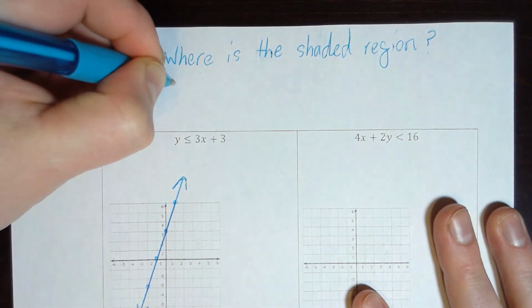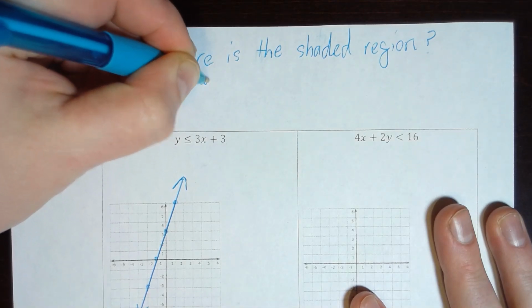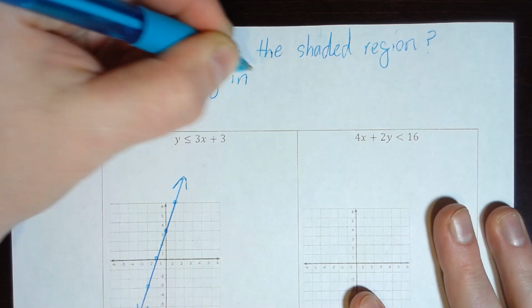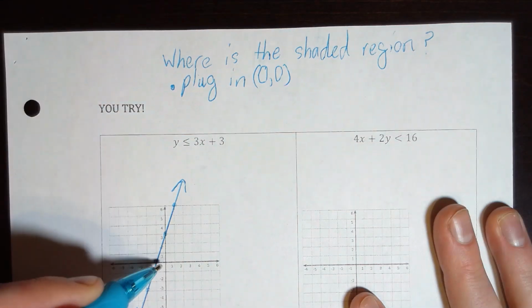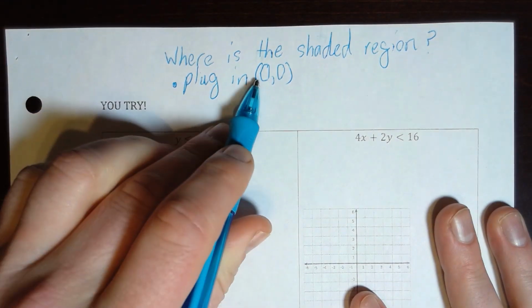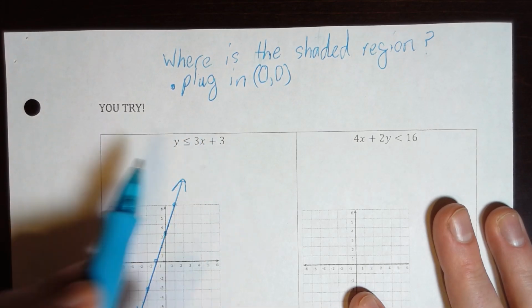I'm going to say one way we can do that is plug in 0, 0, 0.00. It's super easy to plug into the equation. That's why we love it. We just plug in the origin and see if it makes a true statement.